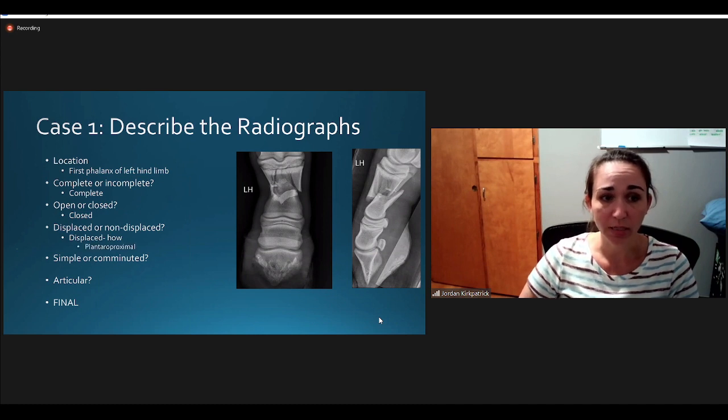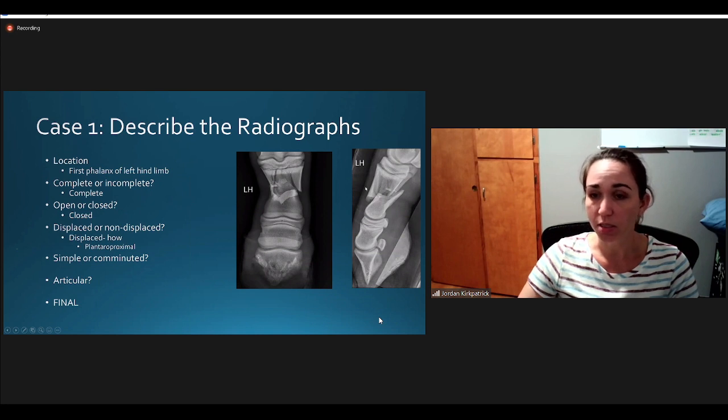It is displaced, and it's displaced plantarly and proximally, because again, it's the distal portion of the bone in relation to the proximal portion of the bone. So distally, it's going plantarly and proximally. This is a comminuted fracture. There's multiple fracture lines, and it might be articular.